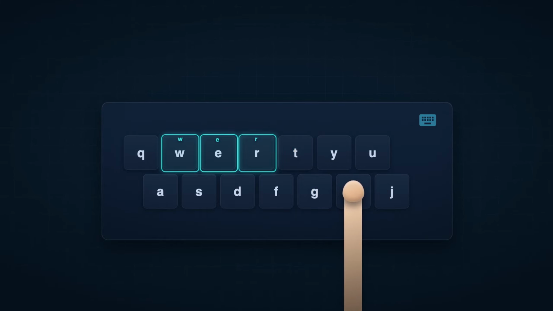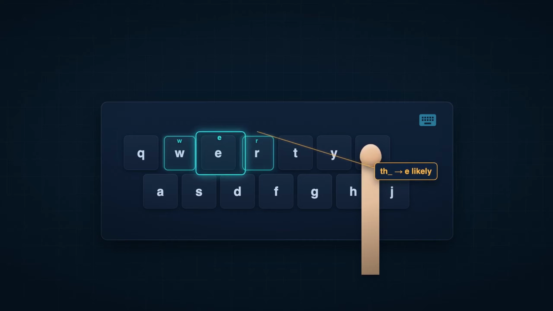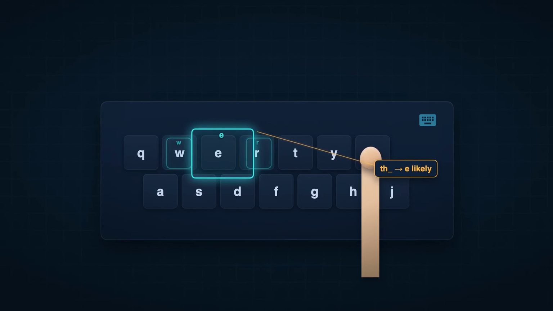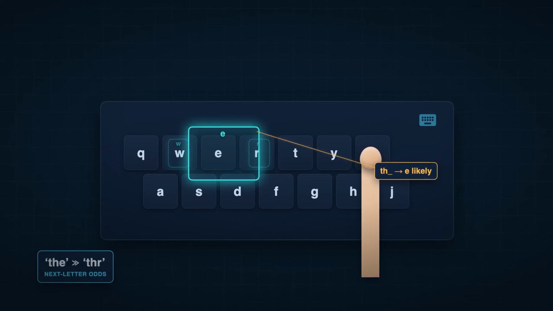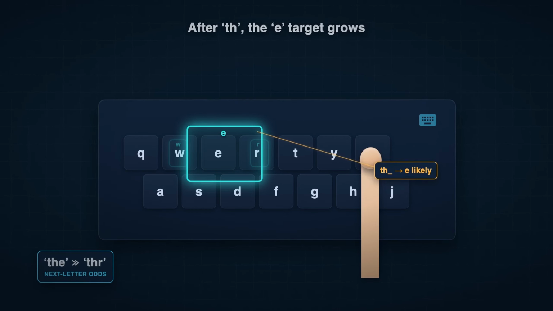Watch a real example. You have just typed T then H. What comes next? In English, "the" is one of the most common words there is. THR and THW barely exist. So the moment you finish TH, the invisible target for E quietly grows. It swells outward, claiming more screen. At the same time, the targets for R and W sitting right next to E shrink back. You see none of this. The letters on screen do not move a pixel. But underneath, the map has already tilted the board in favor of E.